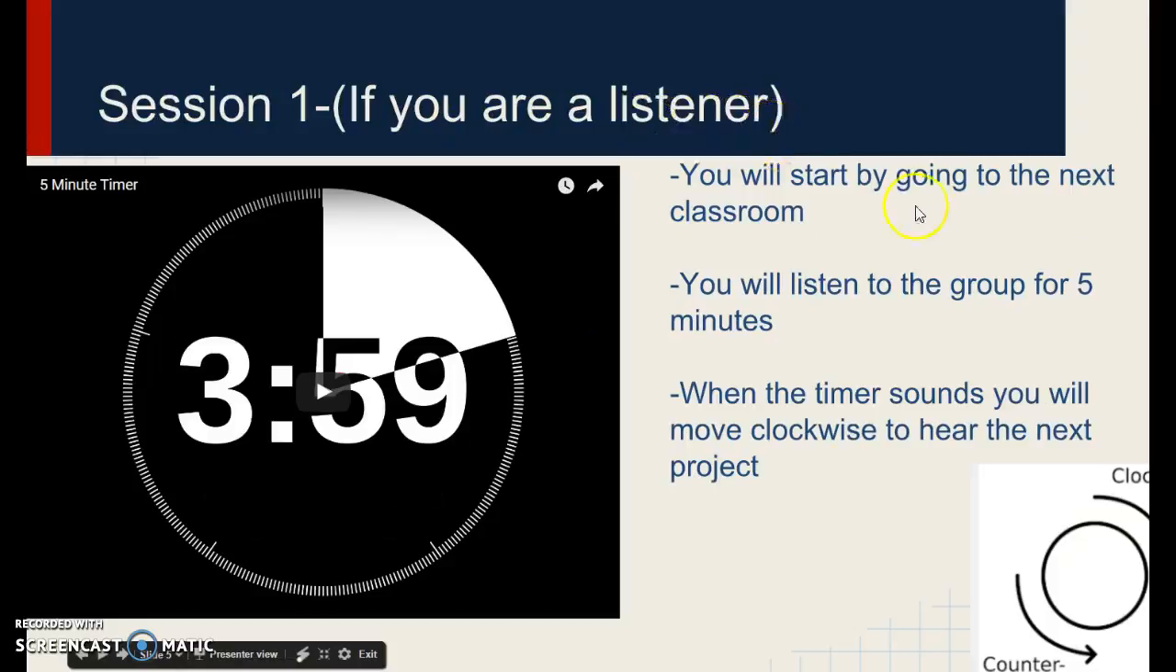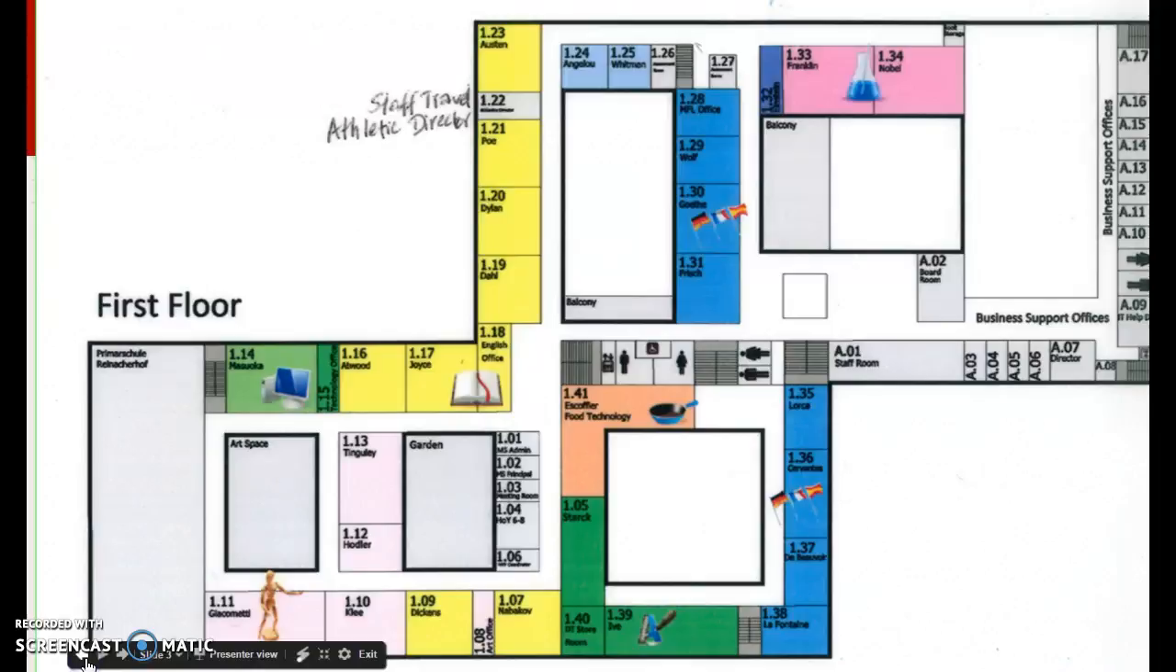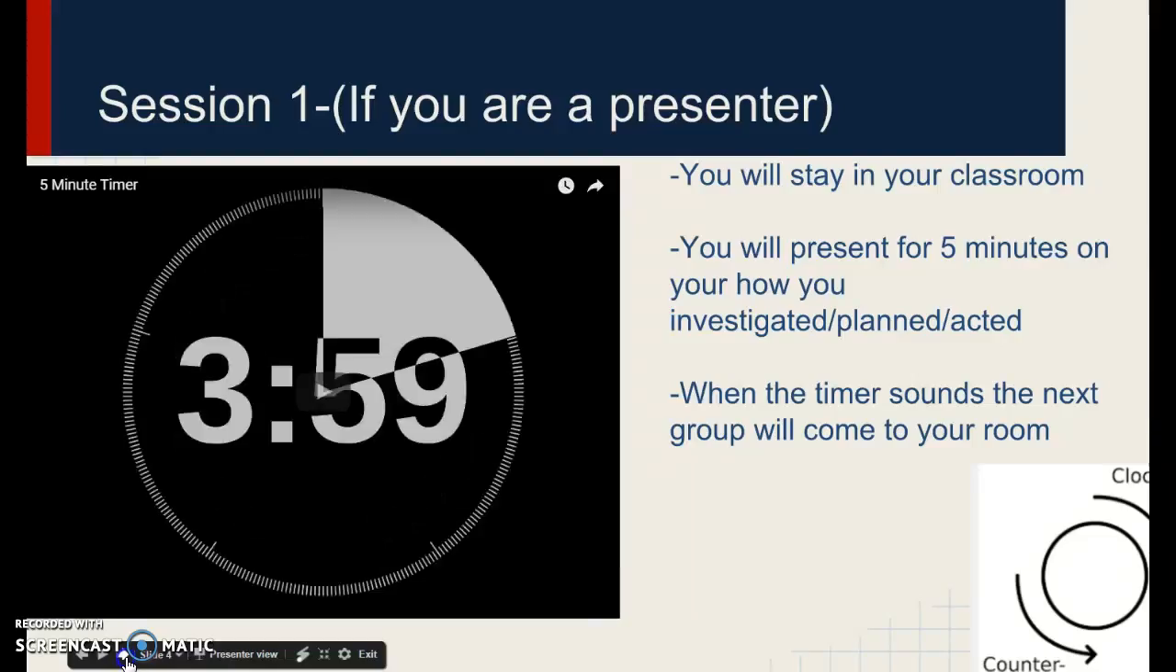If you're a listener, like I said, you're going to move from classroom to classroom. You'll listen to 4 groups, and you'll keep rotating around the first floor in the order that I gave you.